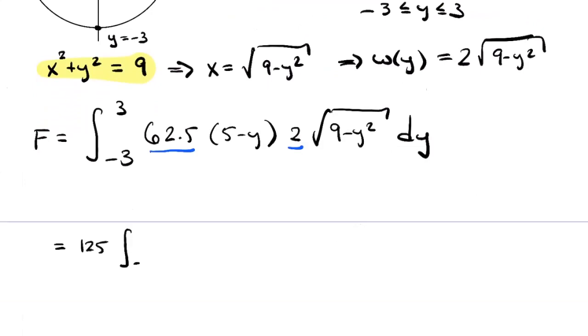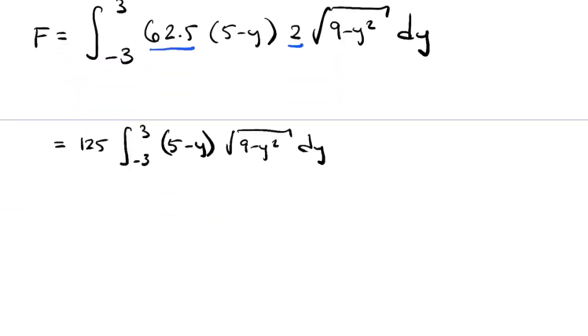125 times the integral from -3 to 3 of 5 minus y times the square root of 9 minus y squared. Kind of like in previous examples, this integral, I'm going to split it up because of this difference. I'm going to do some algebra here on the fly.